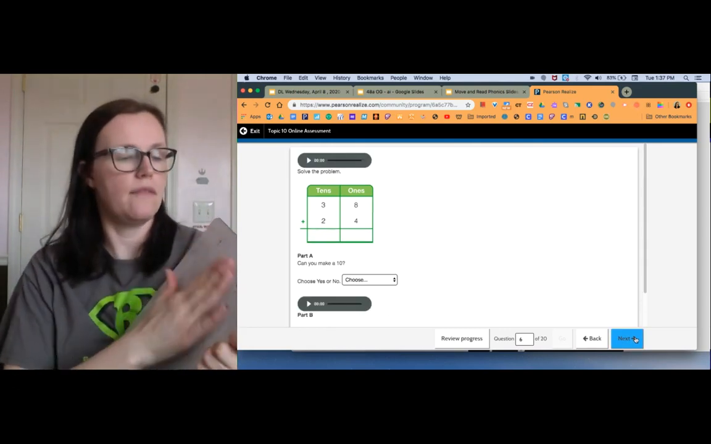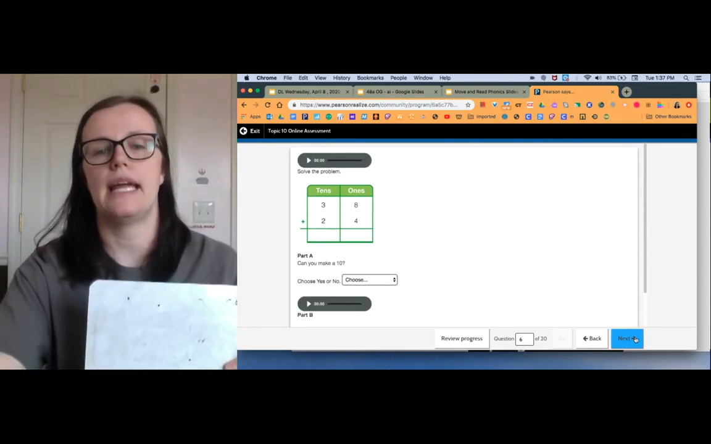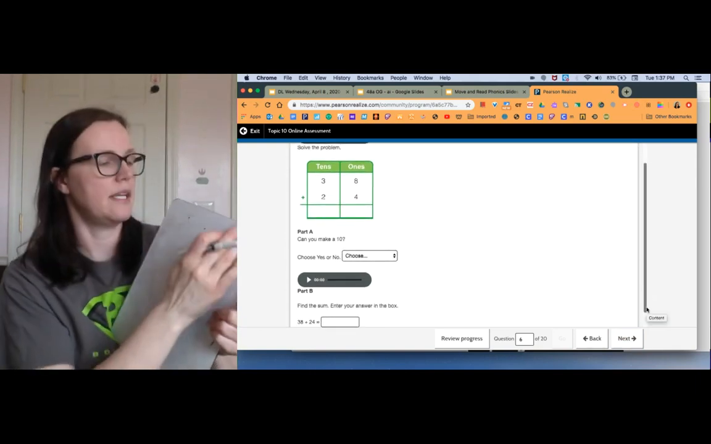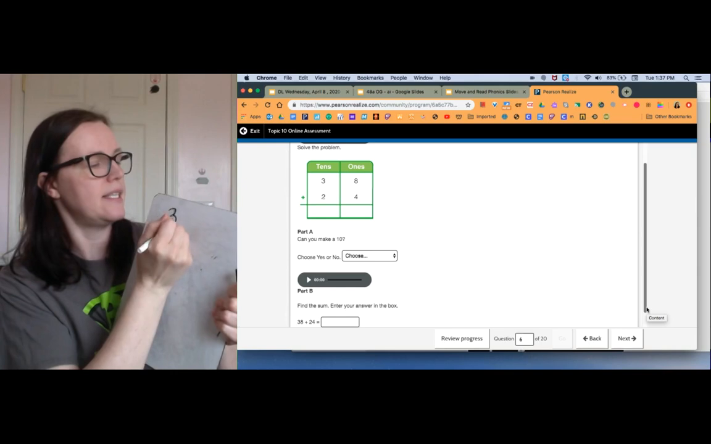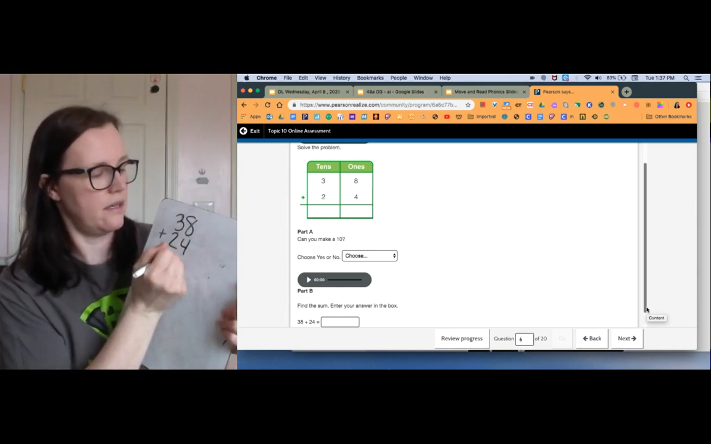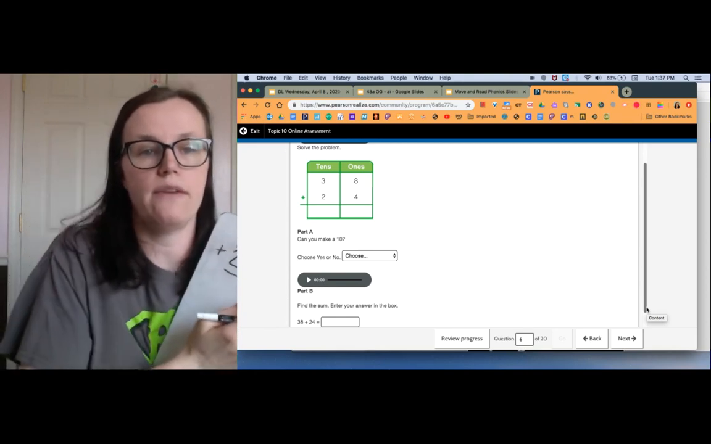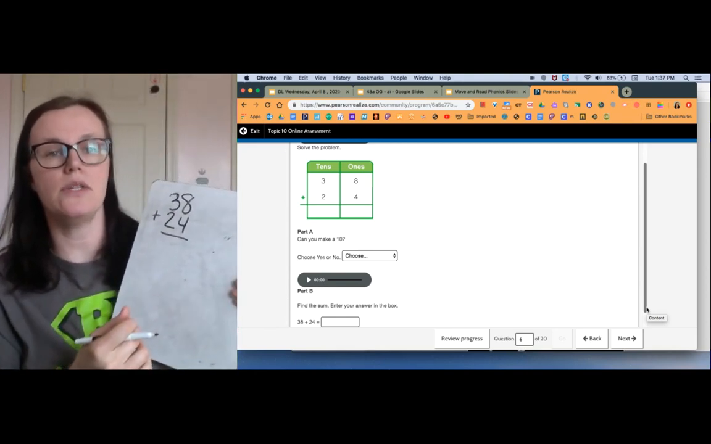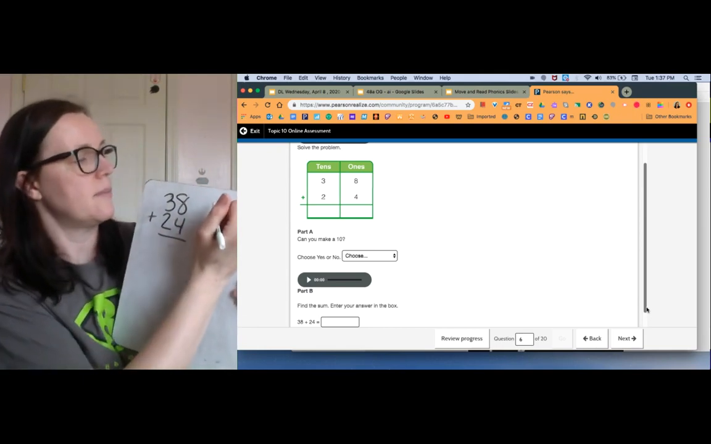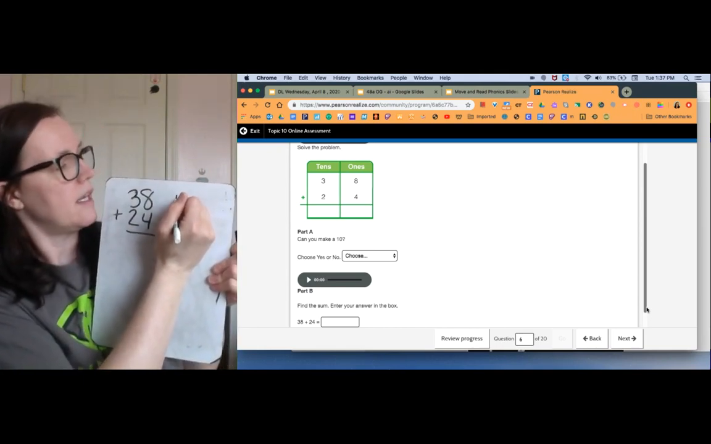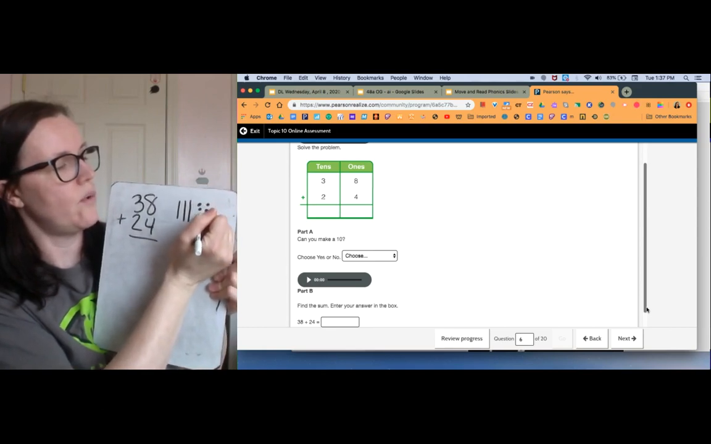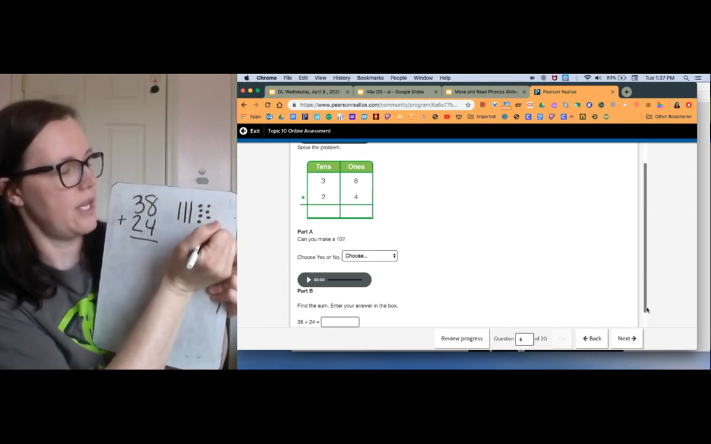Okay, it says solve a problem. Can I make a 10? First step. Now this one is written up and down, but it's done exactly the same way as before. It's 38 plus 24. So the first step I want to do is I want to make my equation base 10 pieces. So I'm going to draw 38 right here. 10, 20, 30, 31, 32, 33, 34, 35, 36, 37, 38.